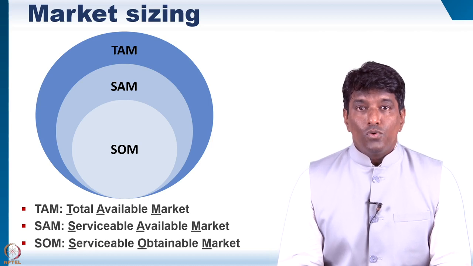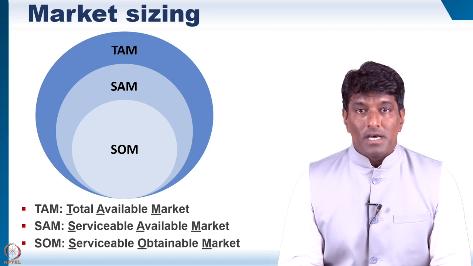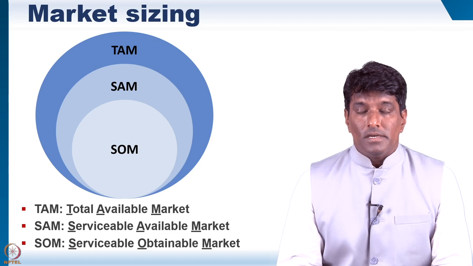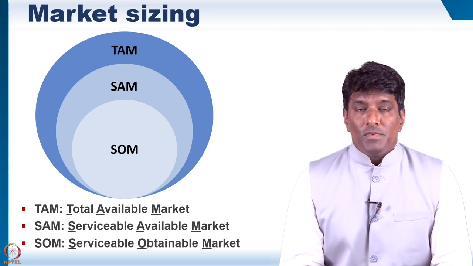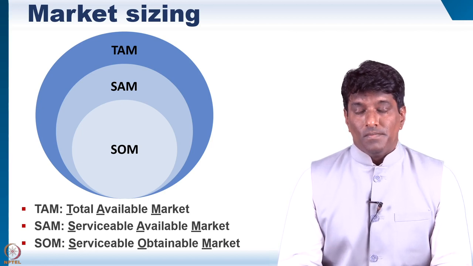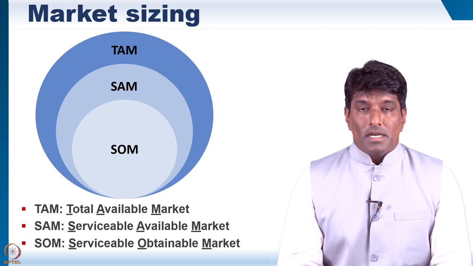TAM stands for total addressable market, SAM stands for serviceable addressable market, and SOM stands for serviceable obtainable market. So let's speak briefly about this. Let's say you have a product that will be used on a daily basis, let's say an exotic perfume, that you want to launch in the market.